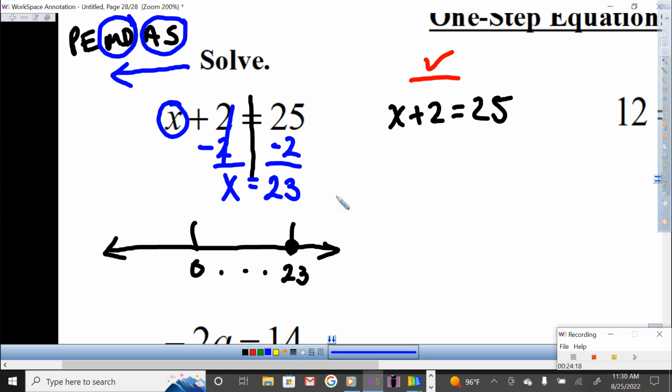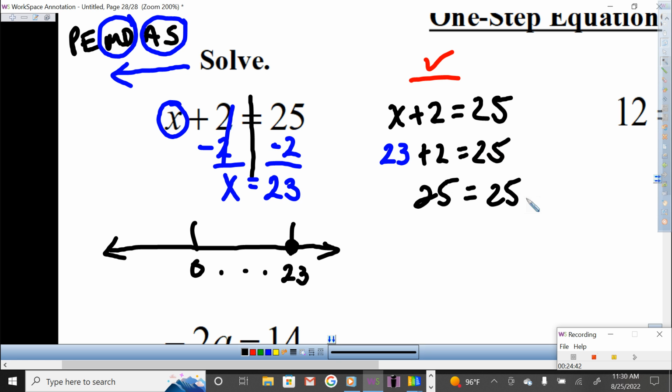What is our possible solution that we came up with? 23. I need to substitute that in here. And now we should have a balanced scale. Is this the same as that? Yes. Copy that. This is known as example Q.